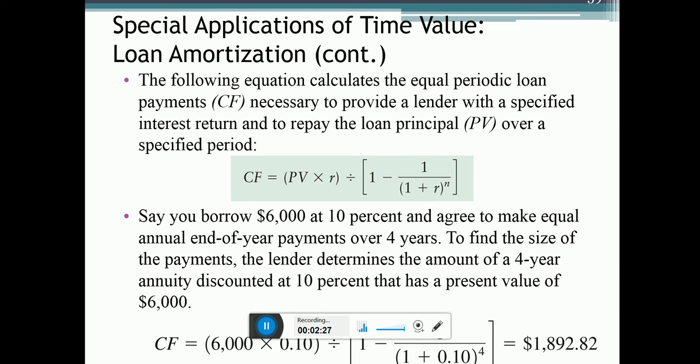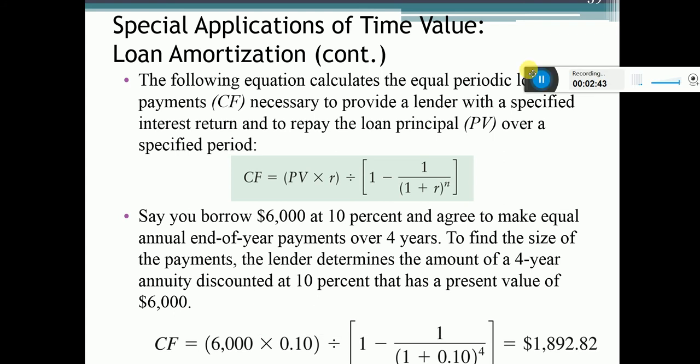Let's introduce an example. You can borrow $6,000 total at 10%, and then you will make equal payments for the next 4 years. In that case, what's going to be your yearly payment? First, I'm just using this equation: 6,000 is my present value, 10 is my interest rate, and 4 is my time periods. I figured out it's actually 1892.82. That's basically my yearly payment.